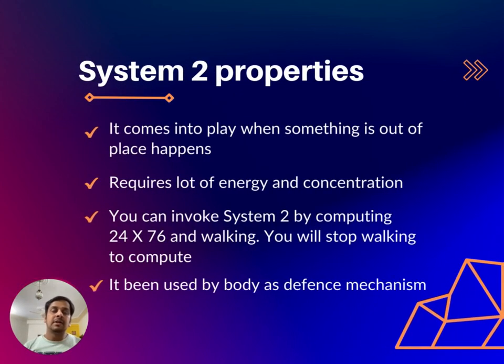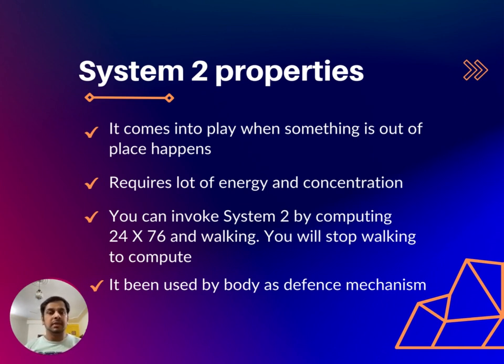Now let's understand system two. If something is out of place, system two will get activated. Let's say when you see a cat flying, when you see a dog speaking, you might be thinking, Gaurav, you are a stupid person, but no. In these cases, or something out of place, let's say a loud bang happens in your house, then your system two gets activated to see what happened over there. And it requires a lot of energy and concentration.